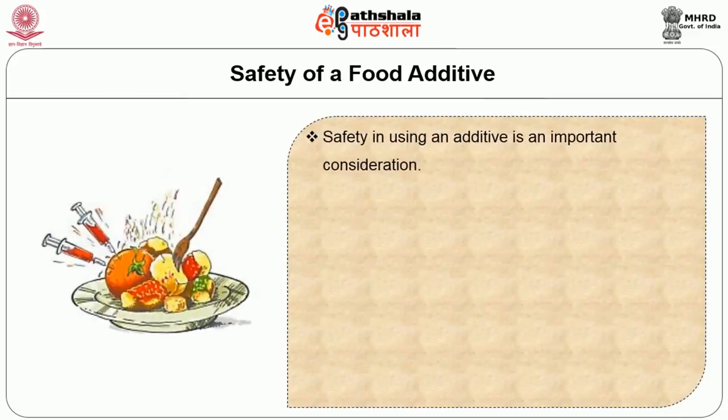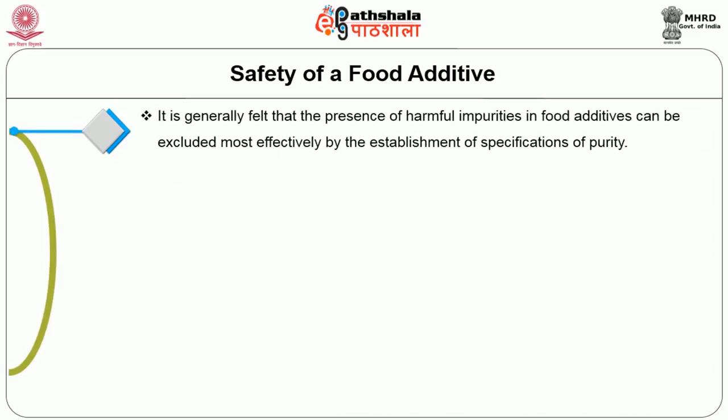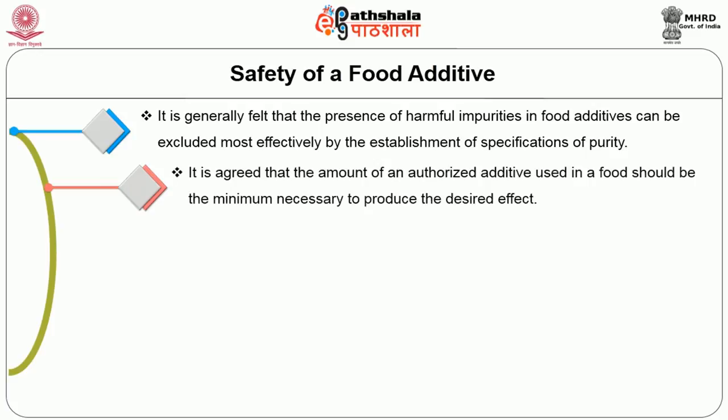Next one is safety of food additives. Safety in using an additive is an important consideration. It is impossible to establish absolute proof of the non-toxicity of a specified use of an additive for all human beings under all conditions. Critically designed animal tests of the physiological, pharmacological, and biochemical behavior of a proposed additive can provide a reasonable basis for evaluating the safe use of a food additive at a specified level of intake. It is generally felt that the presence of harmful impurities in food additives can be excluded most effectively by the establishment of specifications of purity.